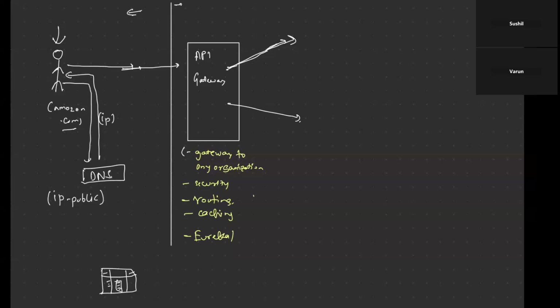AWS Route 53, something like that. So AWS provides all these things by default. Now that covers the API gateway.